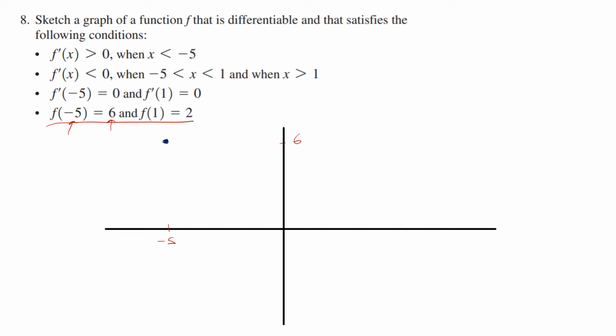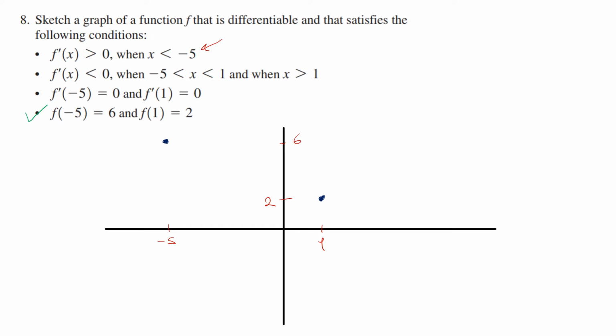The second one says when x equals 1, my y is 2. So same thing, I'll put my 1 over here and I'll put my 2 over here. So I get a point right here. So I satisfied this condition now. Then I'll start with the first derivative condition.